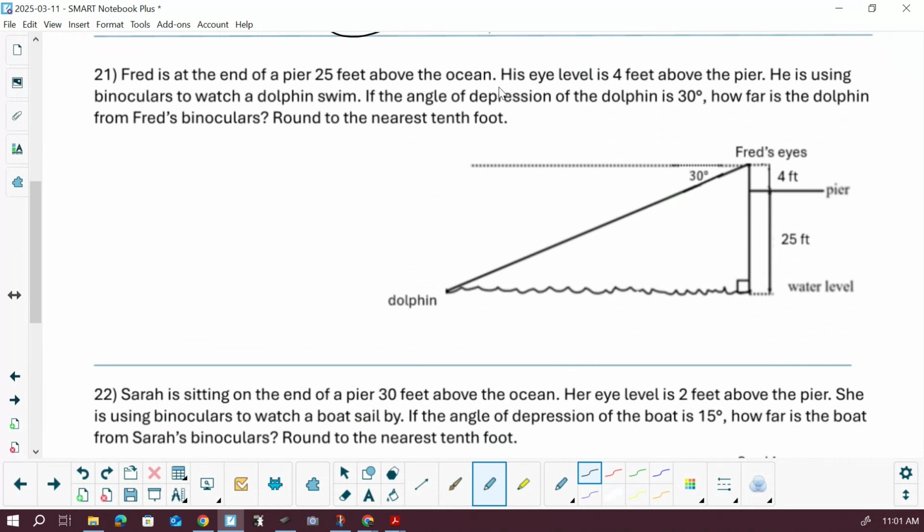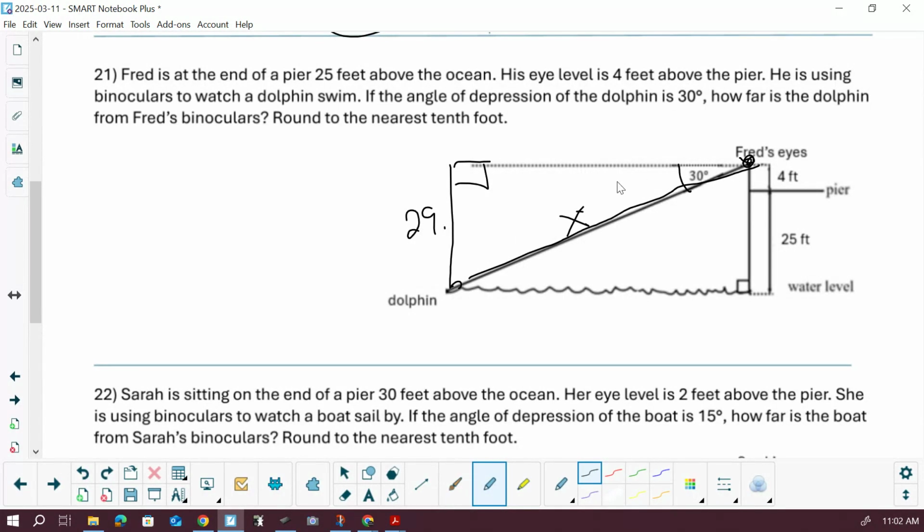Now this one, it's got the picture drawn for you already. See what it's asking for. It says, how far is the dolphin from Fred's binoculars? Fred's binoculars. So this is where my X goes. Now, depending on how you want to do it, you could do it this way. I've been in my class going like this and making my right triangle here and saying, okay, if 4 and 5, that'd be 29. So 29 would go there. I have my angle. I've got the 29. I've got the side I'm trying to find right here. So that's the triangle I'm going to use.